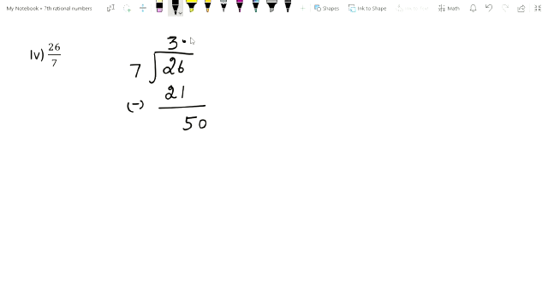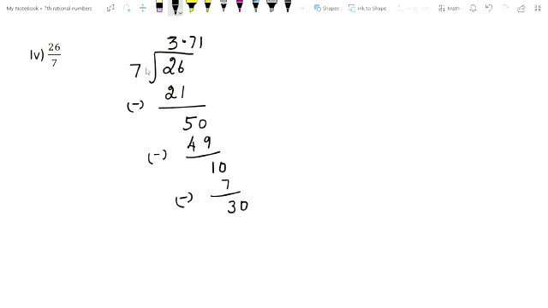Okay, 7 sevens are 49. Subtract this, what you will get? 1. Okay, you already kept the decimal, so you add 1 0. 10. In 10, how many 7s are there, children? 1 7. 1 seven is 7. Now subtract this, what you will get? 3. Add 1 0. 30.